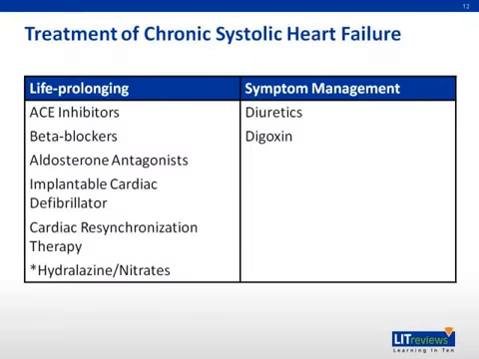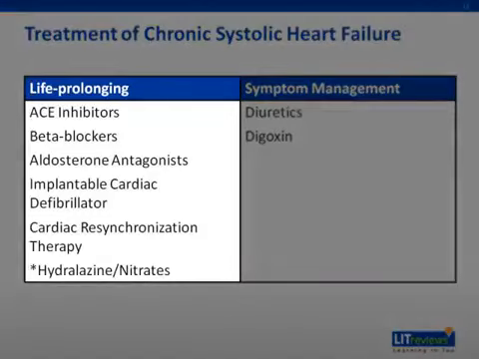The treatment of chronic systolic heart failure involves a number of life-prolonging agents and a few agents used for symptom management. Importantly, all patients with heart failure must be on a salt-restricted diet and instructed about the importance of medication and dietary adherence. Through a series of large trials, a number of interventions have been shown to improve mortality in systolic heart failure. This includes the use of ACE inhibitors or angiotensin receptor blockers if ACE inhibitors are not tolerated, beta blockers, and aldosterone antagonists.